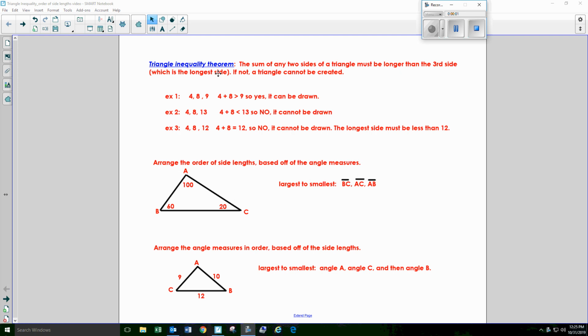Okay, students, we're going to talk about three different concepts here real quick. It should be short and simple. First, called the triangle inequality theorem.